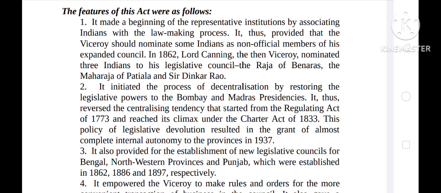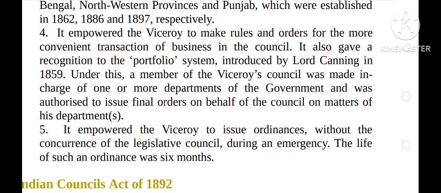It also provided for the establishment of new legislative councils for Bengal, the North-Western Provinces and Punjab, which were established in 1862, 1886 and 1897 respectively. It empowered the Viceroy to make rules and orders for the more convenient transaction of business in the Council. It also gave recognition to the portfolio system introduced by Lord Canning in 1859.